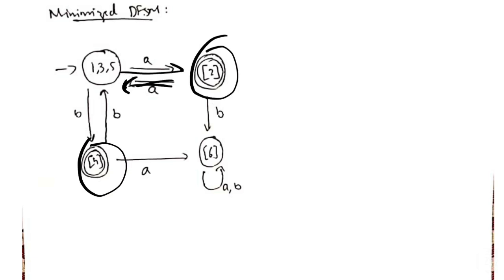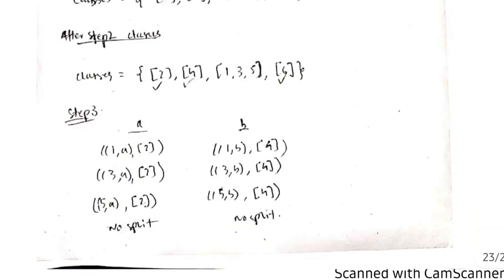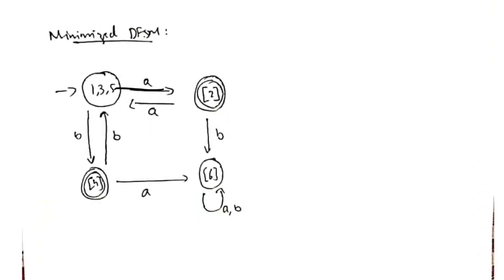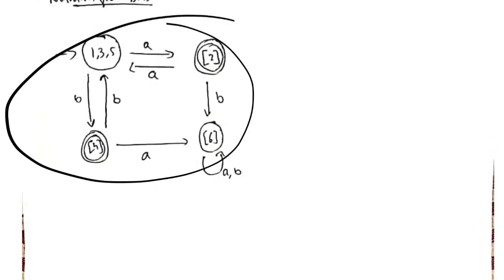How to make the arrow diagrams? As I told before, we have to see these classes here, like we have written here, right. For example, 1 comma a goes to 2. So if you are in 1 and it is going on a, it is going to 2. Okay. 1 upon a is 2, 3 upon a is also 2 and 5 upon a is also 2. You have to look at the above transition functions, and by looking at that we make the diagram, and this is the minimized DFSM for the given question.